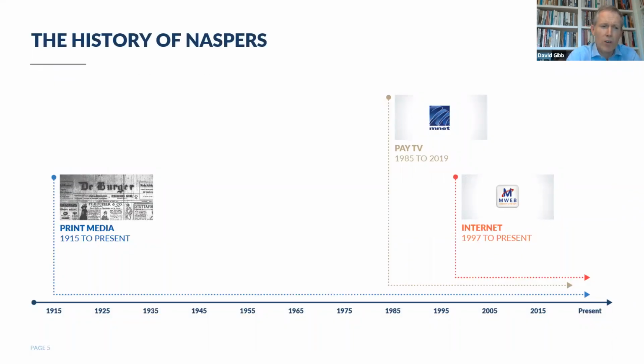So if we move on from De Burger, things moved on pretty quickly. In 1917, they bought Die Volksblad, which was a Free State paper. In 1918, they got into book publishing. And then over the years, they launched several other newspapers like Rapport, Die Beeld, and then the Daily Beeld. They got into magazines, and things really moved on very well. And the bottom line is they were a very good newsprint or print media operator.